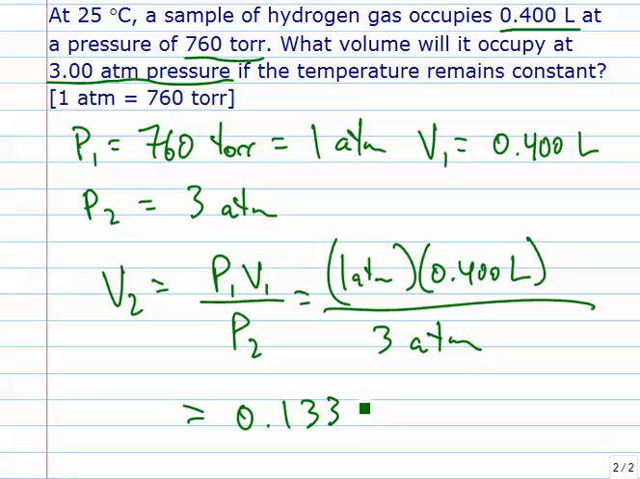0.4 divided by 3 tells us that our new volume is 0.133 liters. The number of moles has not changed and the temperature has not changed, and so we simply calculate that new volume using this relationship that we call Boyle's Law.